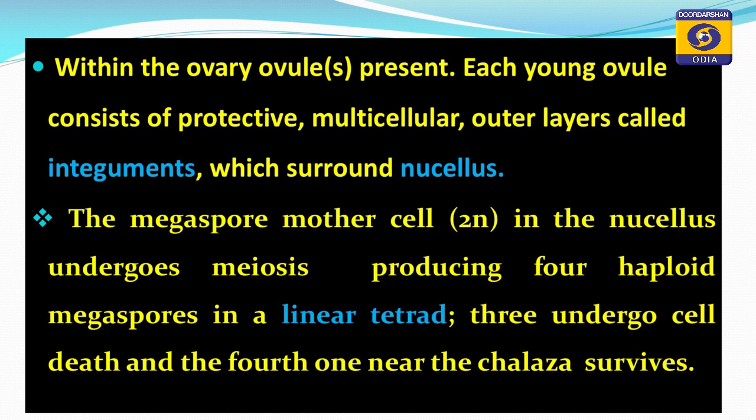Now, within the nucellus, the megaspore mother cell undergoes meiosis, resulting in 4 linear structures, that is called linear tetrad. But only one of these 4 megaspores will survive and the rest 3 will degenerate. Out of 4, the 3 at the micropylar end undergo programmed cell death or degenerate, resulting in only 1 megaspore left at the chalazal end. So, this is about megasporogenesis. Only 1 megaspore survives, which is a haploid structure.